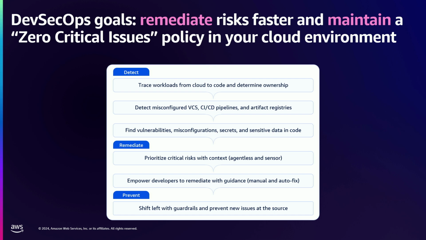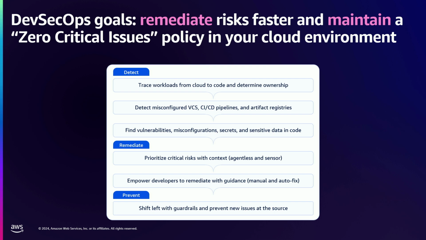I also want, again, to understand the security around my pipelines. So are there any misconfigurations in my VCS, my CI/CD pipelines, and artifact registries? And I also want to detect the risks within my code, so detect those vulnerabilities, misconfigurations, secrets, and sensitive data in my code. So having these three in place helps me understand the root cause and what are the risks in my environment. So now that I understand the risks, I want to be able to remediate fast.